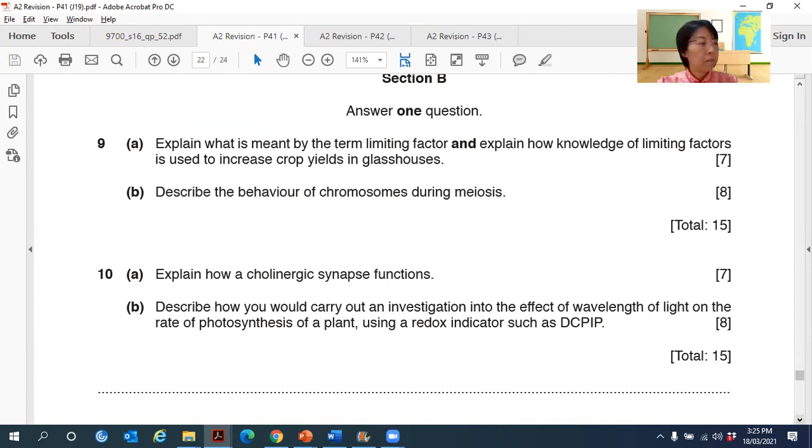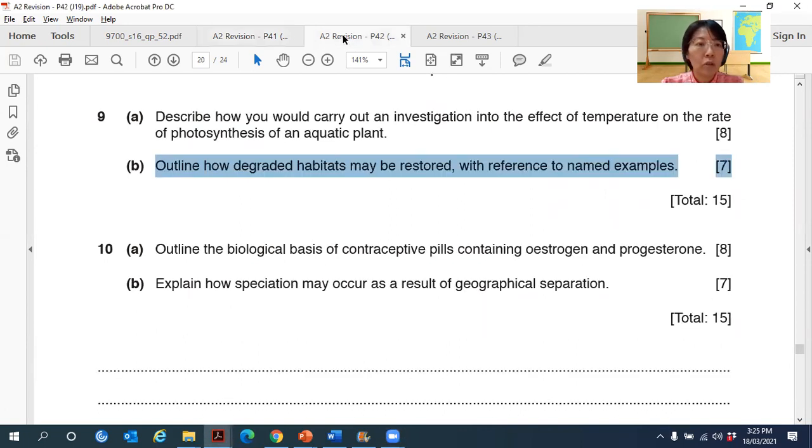The next question is paper 40. I don't think it's paper 42. Okay, paper 42, question 9B is this essay question here. I think it's very important for you to learn. That's why I've selected it. So the question asks the student to outline how degraded habitats may be restored with reference to named examples. Okay, how degraded habitats may be restored with reference to named examples.